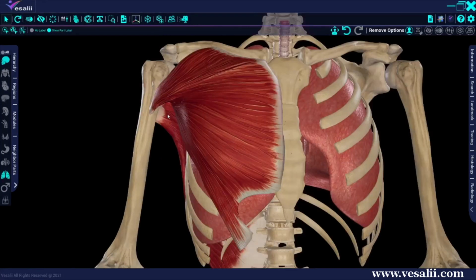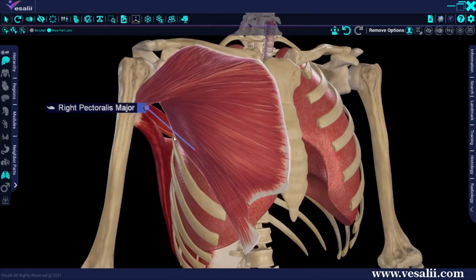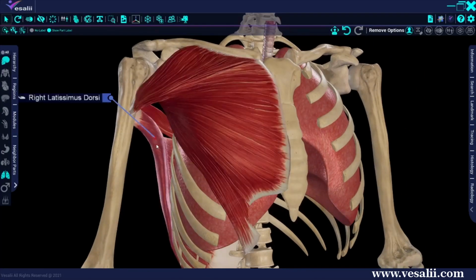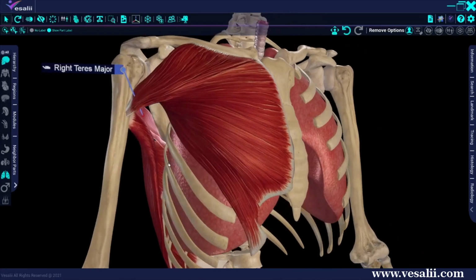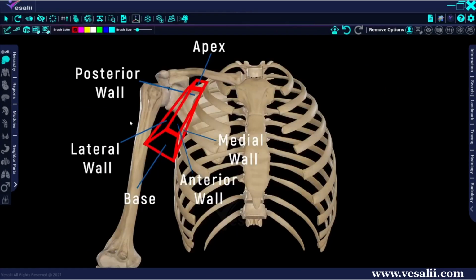The base is the lower end of the axilla and is bounded anteriorly by the inferior border of pectoralis major and posteriorly by the tendon of latissimus dorsi and teres major, and medially by the lateral thoracic wall. The axilla has 4 walls: the medial wall, the lateral wall, the anterior wall, and the posterior wall.